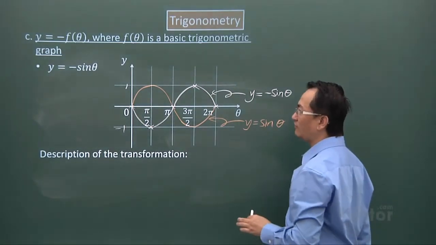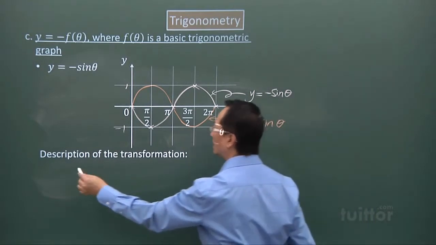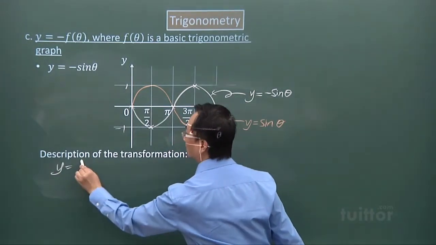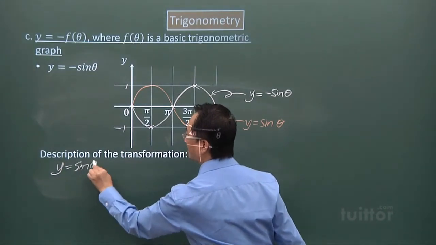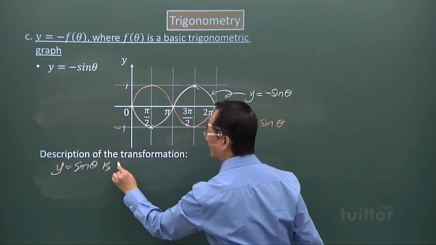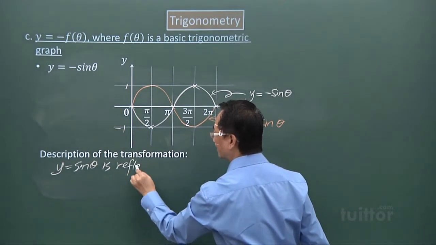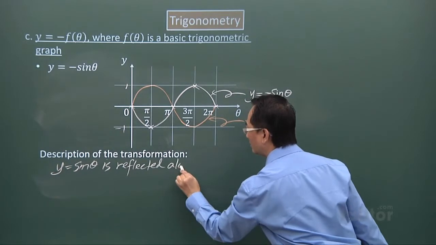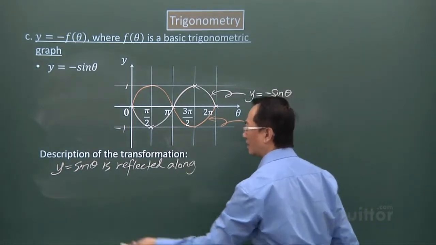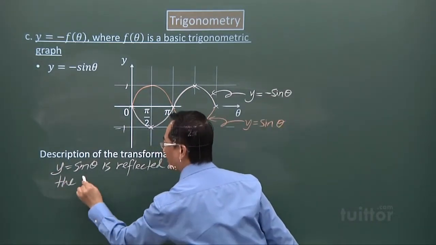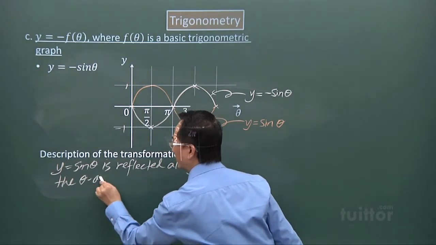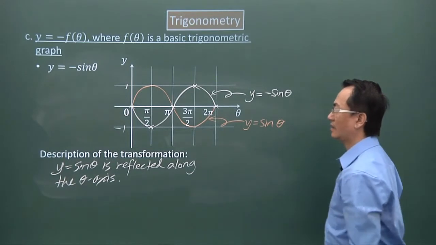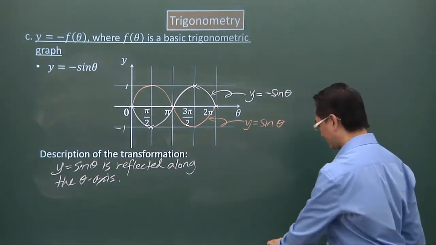So the descriptive part is y equals sine theta is reflected along the theta axis. So that's the transformation.